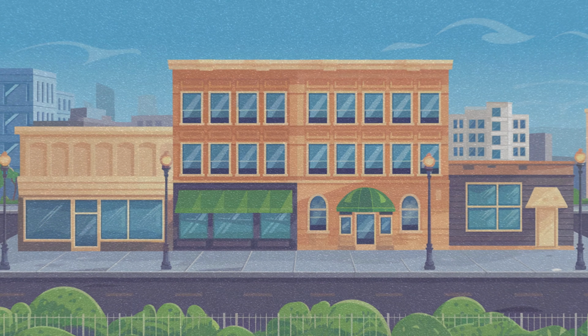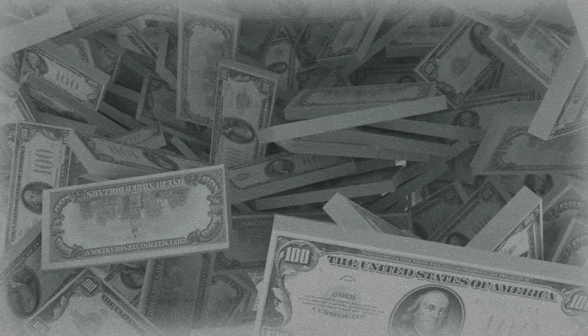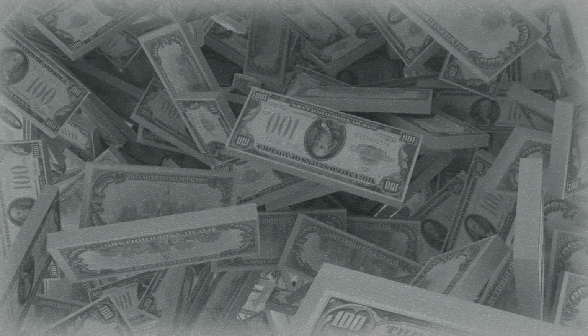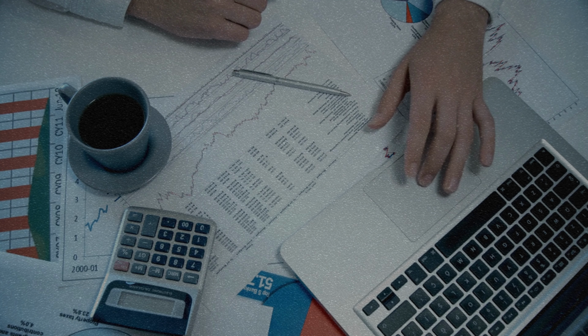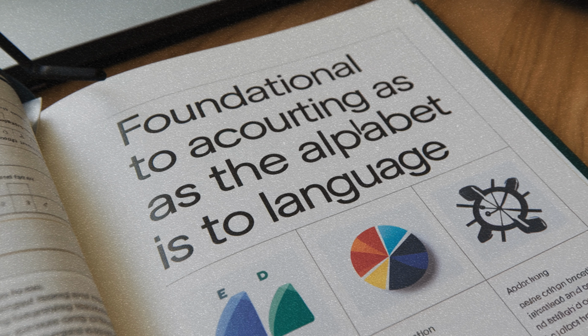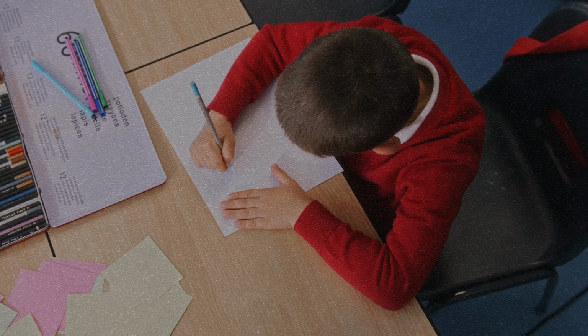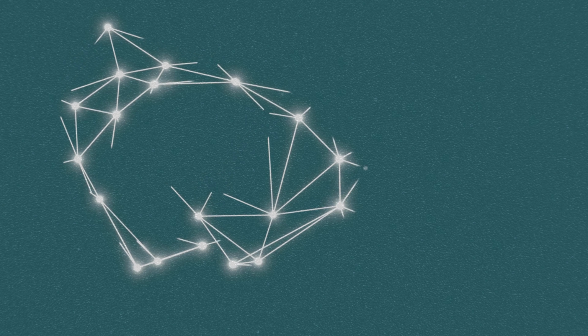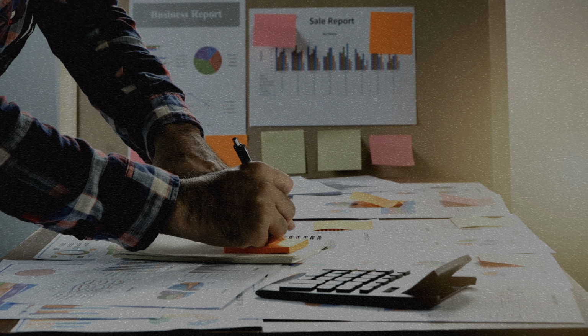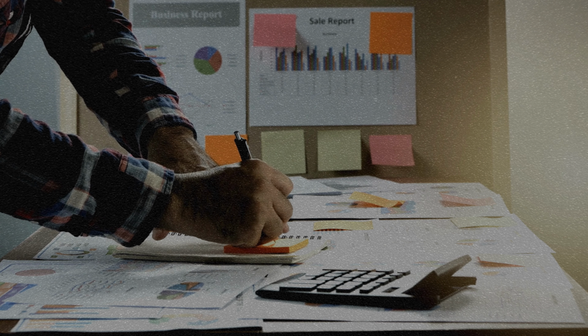Have you ever wondered why businesses of all sizes, whether a small startup or a major corporation, always seem to know exactly where their money is going? It all starts with a system that's as foundational to accounting as the alphabet is to language: the chart of accounts. If you're a student, professional, or even just someone trying to manage your own finances, understanding how this system works could make or break your financial success. Today, we're diving deep into the structure of a basic chart of accounts, and by the end of this video, you'll know how to organize your financials like a pro.